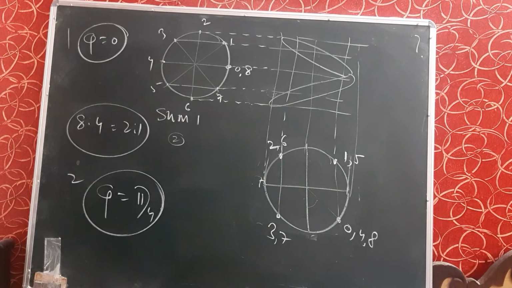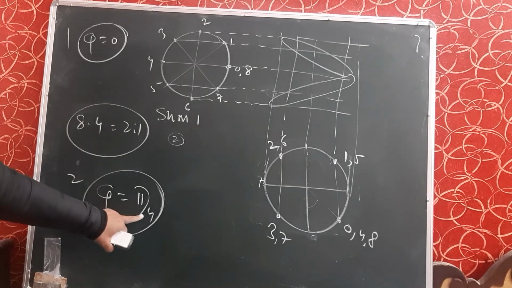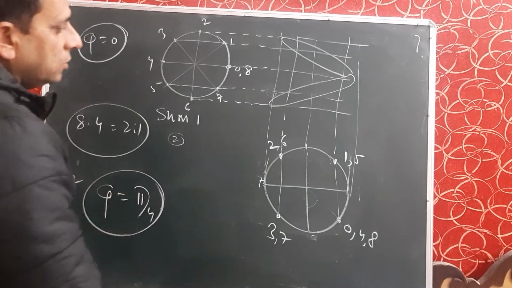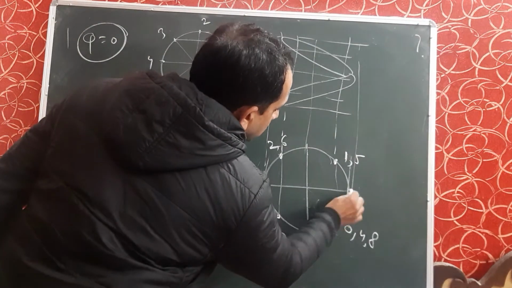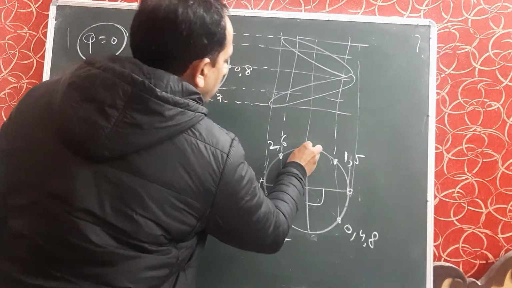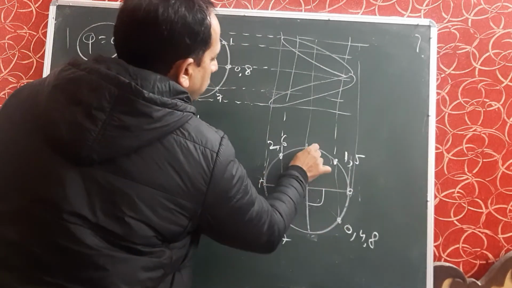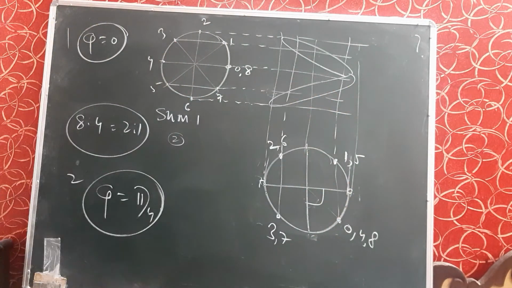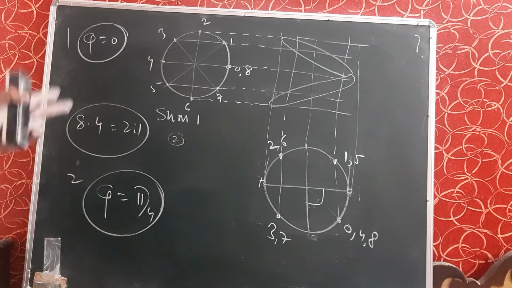And similarly, you can find the third case when phi is pi by 2. Pi by 2 means 90 degrees. So you will start the 0 from here because it is pi by 2. 0, 1, 2, 3, 4, 5, 6, 7, 8. You can get the next figure. Similarly, you can solve other sub cases also.